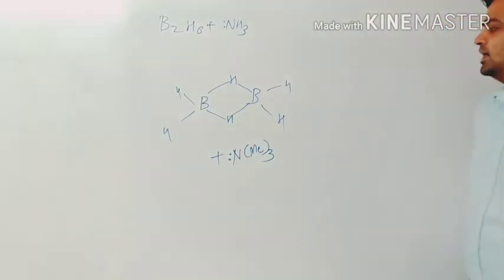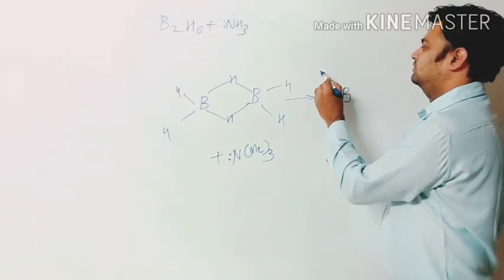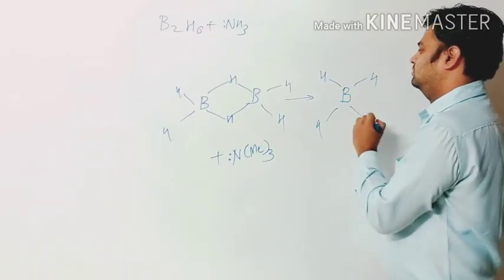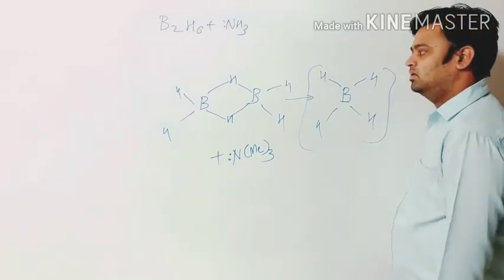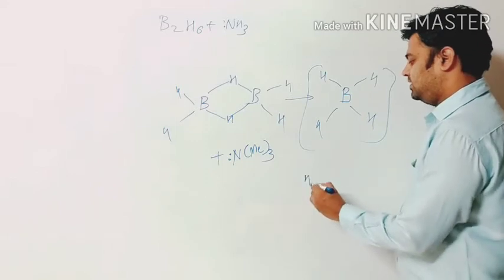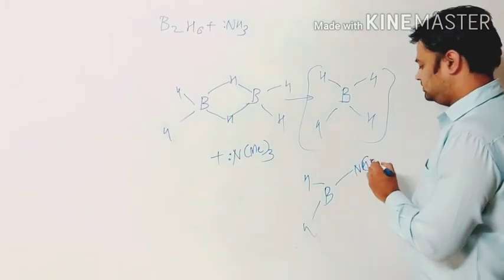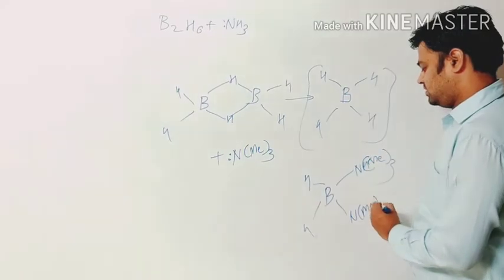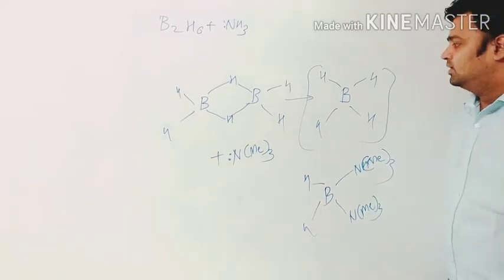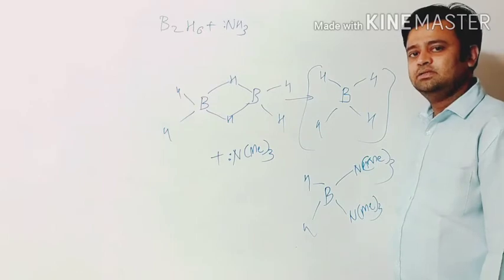And in unsymmetrical cleavage, it will form four hydrogens over the boron, and another BH2 with the amine, and not ammonia. Two different products have been obtained. This is unsymmetrical cleavage. Yes?